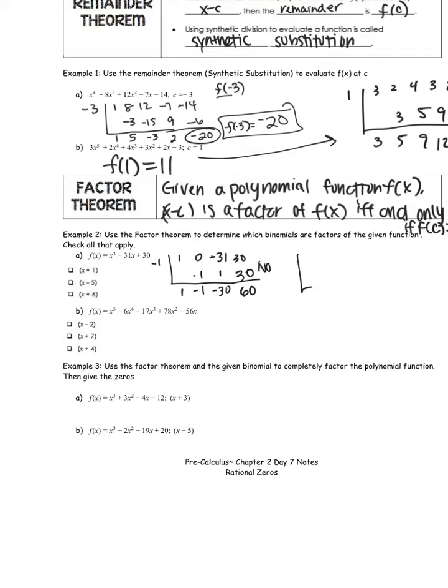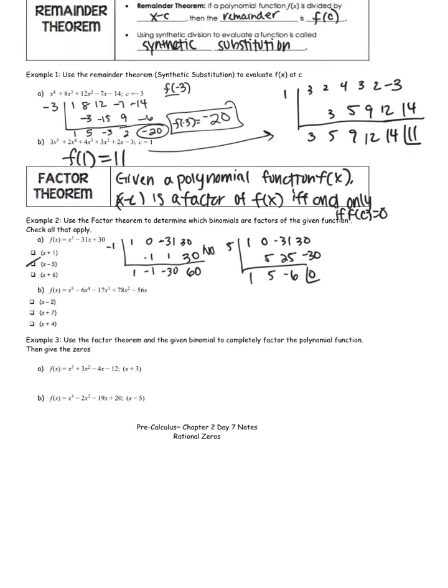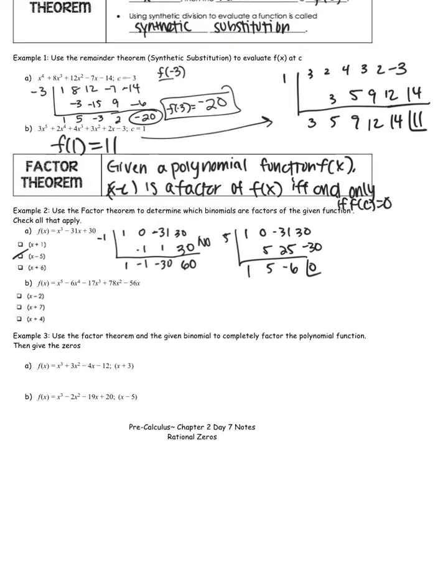Okay, second one. So bring down, multiply, add, multiply, add. So that one is. And our last one here is negative 6. So bring down, multiply, add, multiply, add. So that one is also a factor.